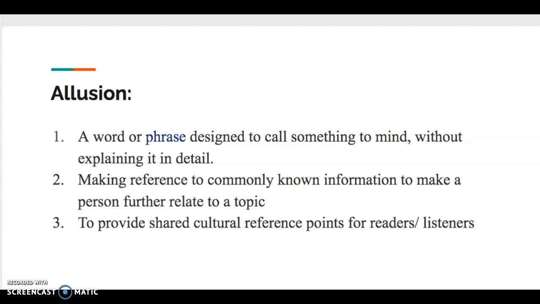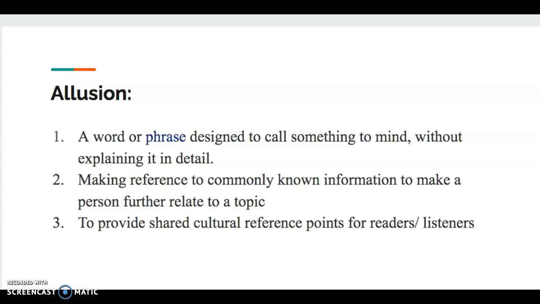Number 2, it's when you make a reference to commonly known information to make a person further relate to a topic. So when you're trying to explain something, you make reference to something else so they can really understand the situation. Or number 3, to provide shared cultural reference points for readers and listeners. That means something that everybody in your culture typically understands and can relate to.